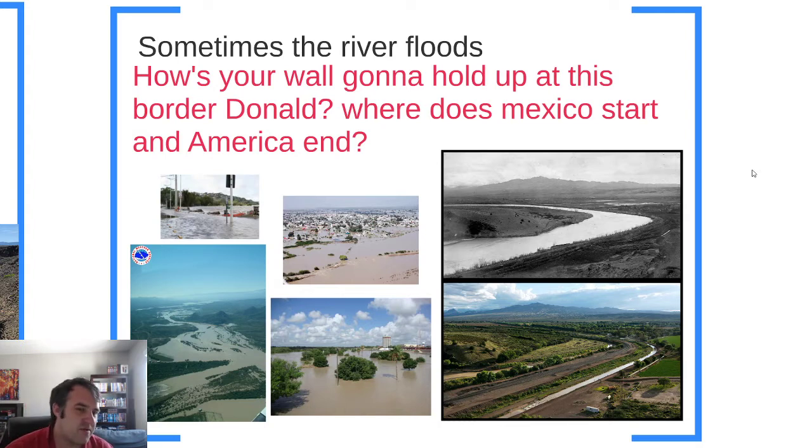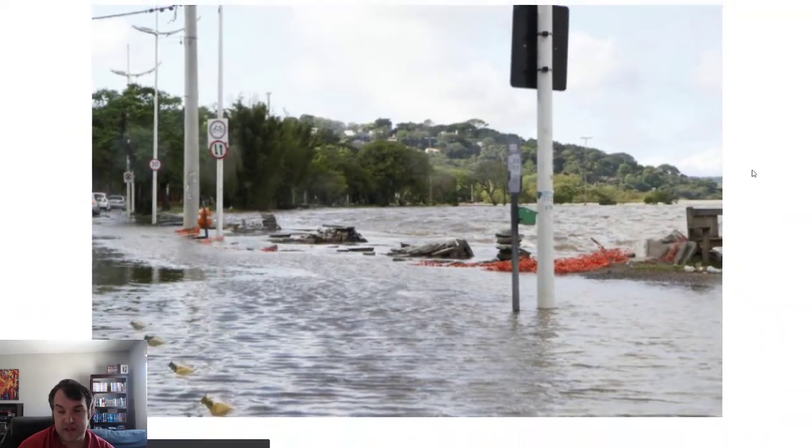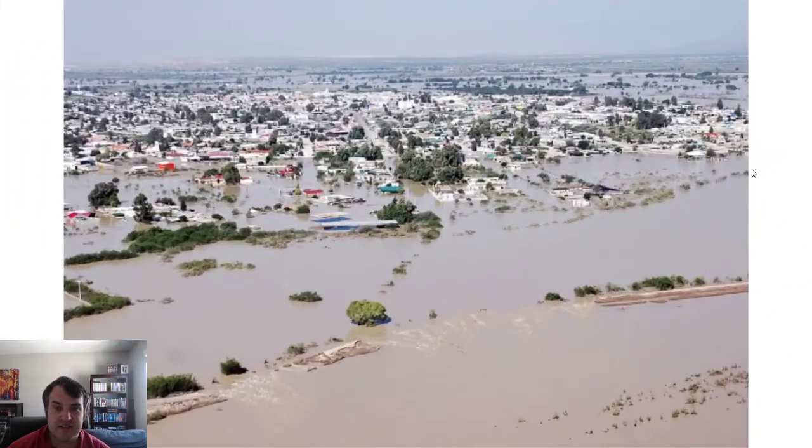And then also, when the river floods, I'm sure the deepest part of the river changes. So does that therefore also mean the border changes? This isn't really clear in the Treaty of Guadalupe Hidalgo. So yeah, here's the river super flooding, and then, yep, the river's getting big. Here it is in Corpus Christi.